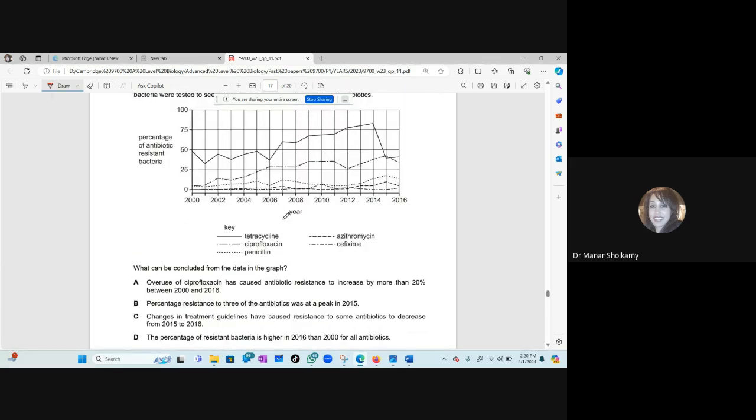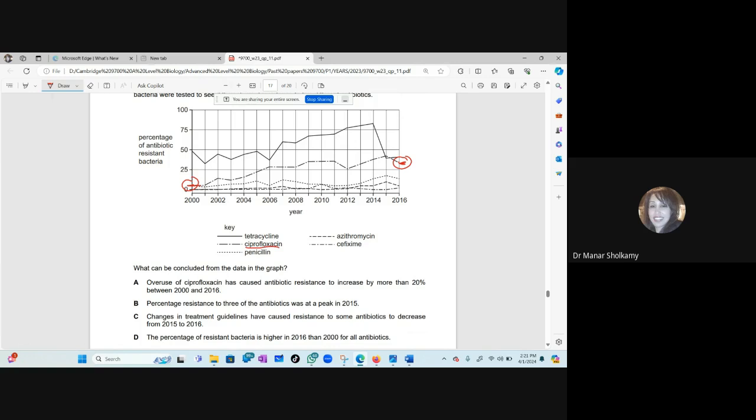I have to go to the graph and look at ciprofloxacin. Ciprofloxacin is this graph, and we will look at its increase. Actually, we don't have numbers. Can you know if this increased more than 20%? Is A right or wrong? Can someone give me an answer?